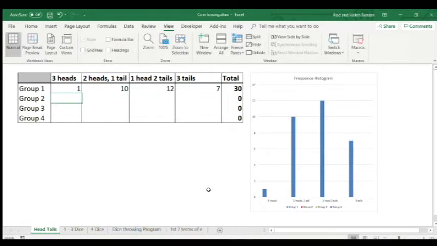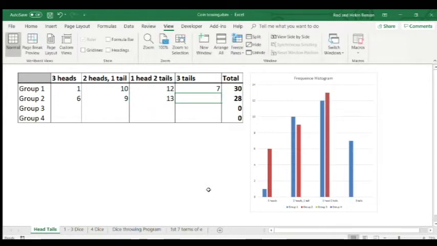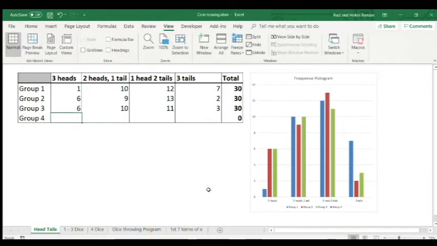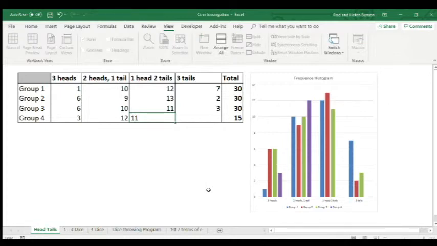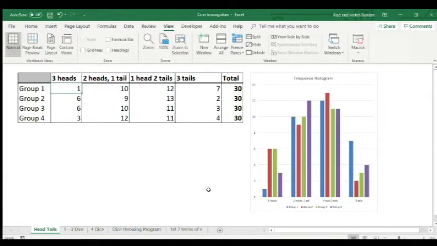Group 2, 6 triple heads, 9 two heads and one tail, 13 one head and two tails, and 2 triple tails. Group 3, 6 triple heads, 10 two heads and one tail, 11 one head and two tails, and 3 triple tails. And last but not least, group 4, 3 triple heads, 12 two heads and one tail, 11 one heads and two tails, and 4 triple tails.